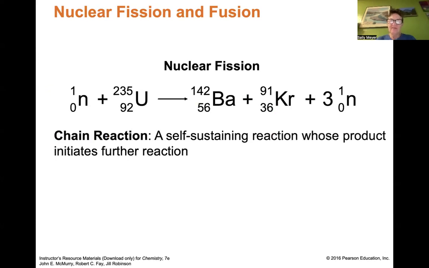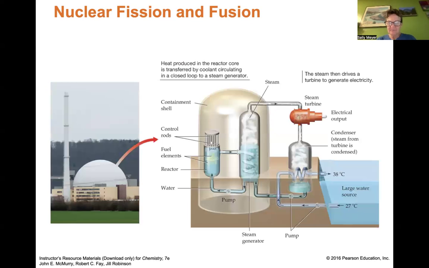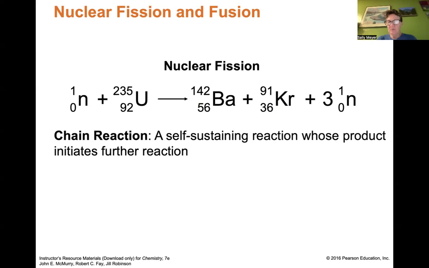Uranium 235 is struck by a neutron, creates barium 142, krypton 91, and 3 more neutrons. So this is a self-sustaining reaction because the products create more neutrons that can go back and be reactants. So in our power plants, we use that process, and when we are in class, we'll go through the calculation of how much energy is released in this process, and it's a lot.